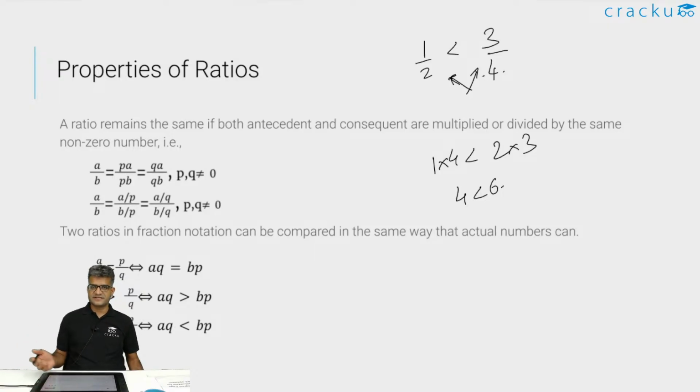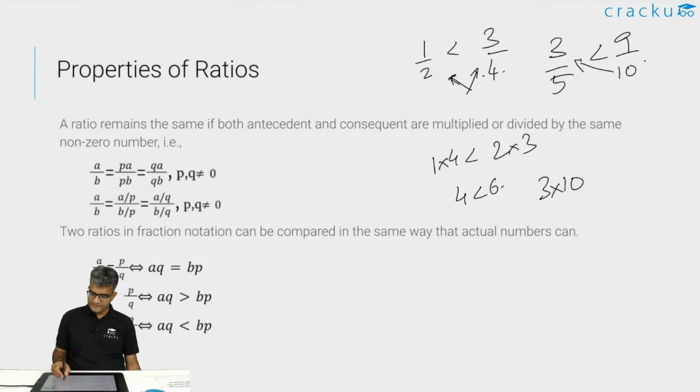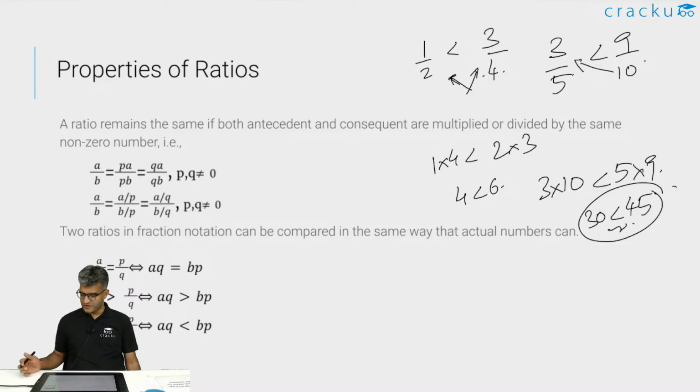We can try another example. Suppose you know, for example, that 3 by 5, which is equal to 0.6, is less than, say, 9 by 10, which is 0.9. This is true. So again, cross multiply. 3 into 10 will be less than 5 into 9. That is 30 will be less than 45. Even over here, instead of less than, if it is greater also, that will work out fine.